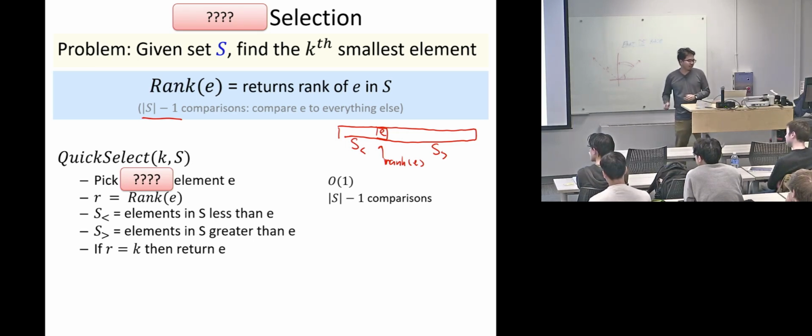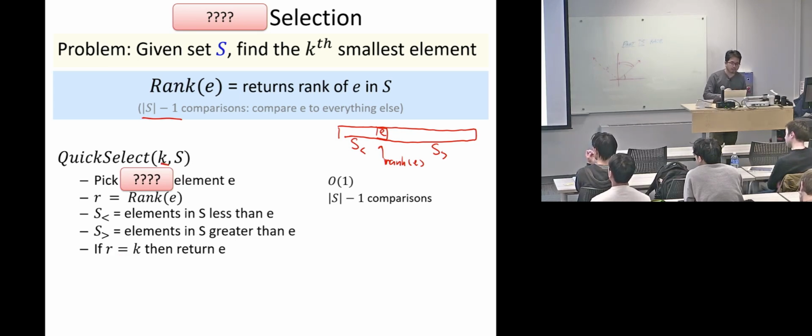If it turns out that R, the rank of E, is exactly K, the thing that we want, then we are done. Just return E. What should we do otherwise, if R is not K? Just recurse on the subset. It's the same problem with smaller size. You either recurse on S less than or on S more than.